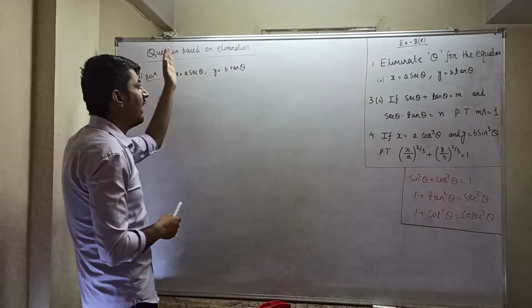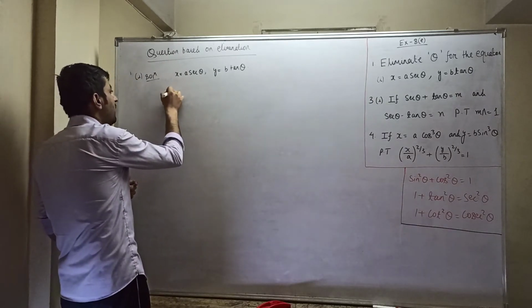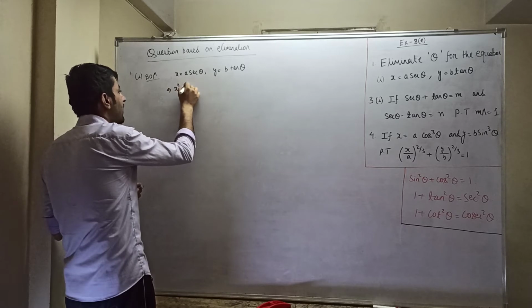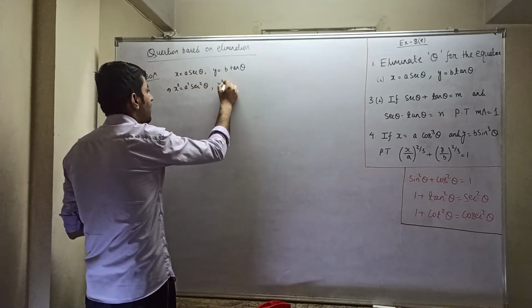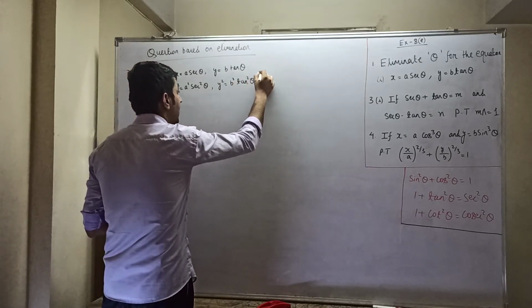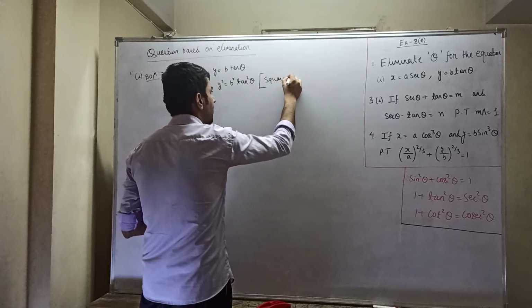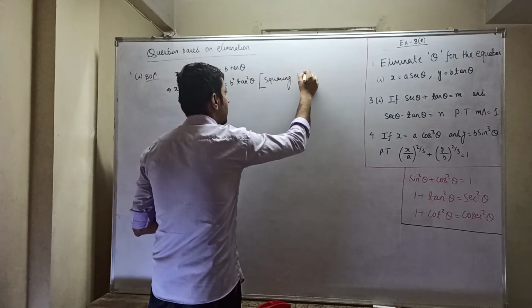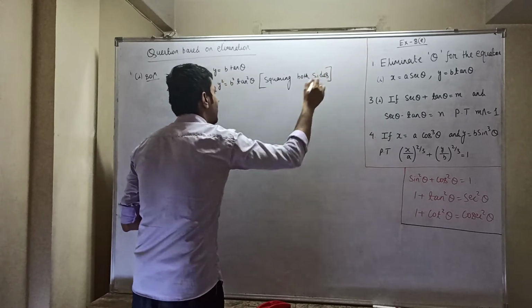So what you do is make the whole thing square. You square both the sides. You will get x square is equal to a square sec square theta, and y square is equal to b square tan square theta. So what is the reason here? Squaring both sides. I have done squaring both the sides.